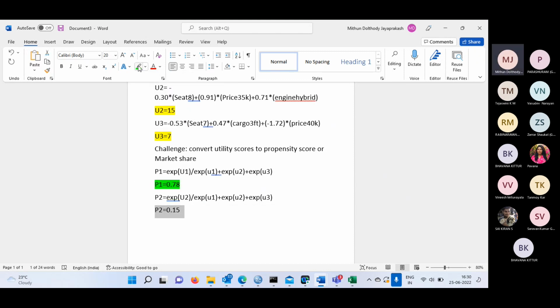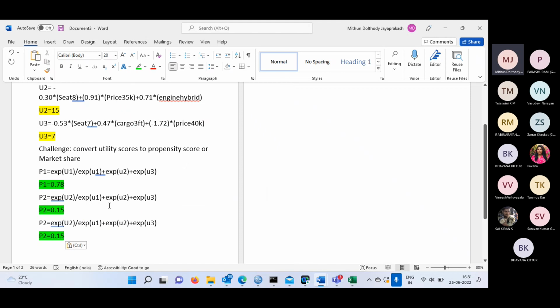Finally, what you can do is copy paste these two lines, and call this P3. What has happened to this?